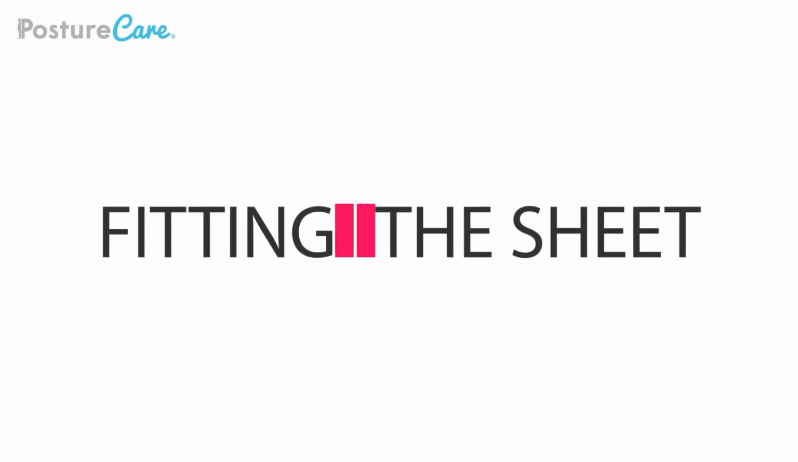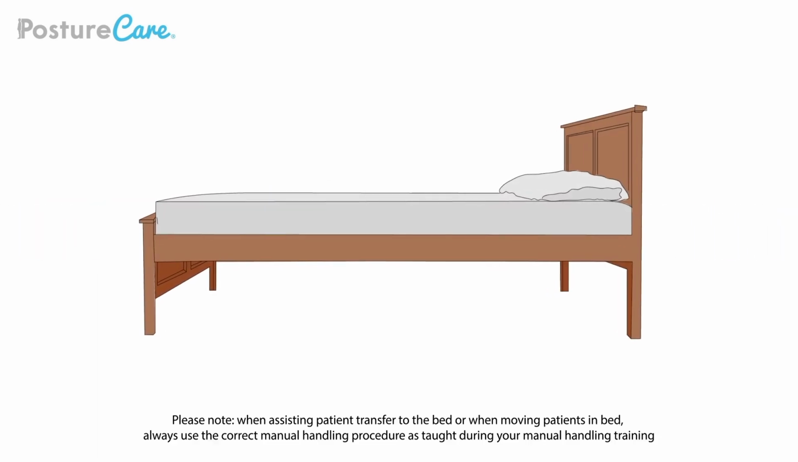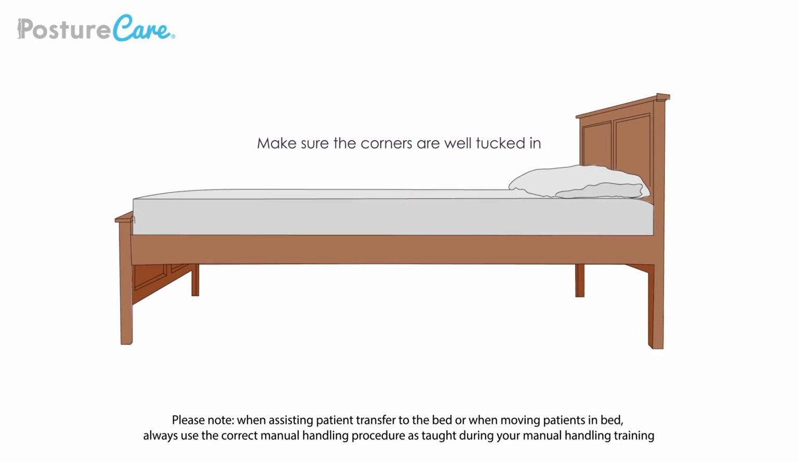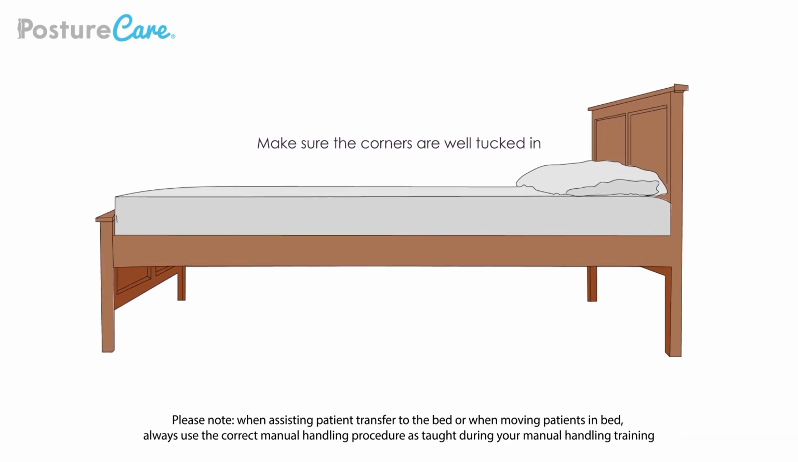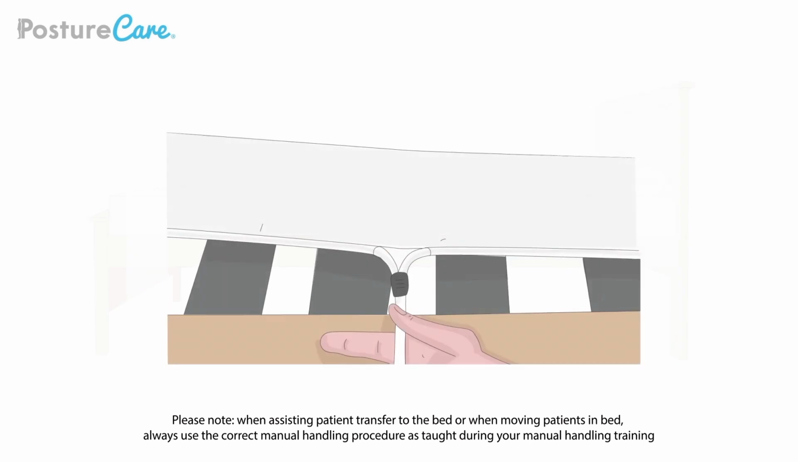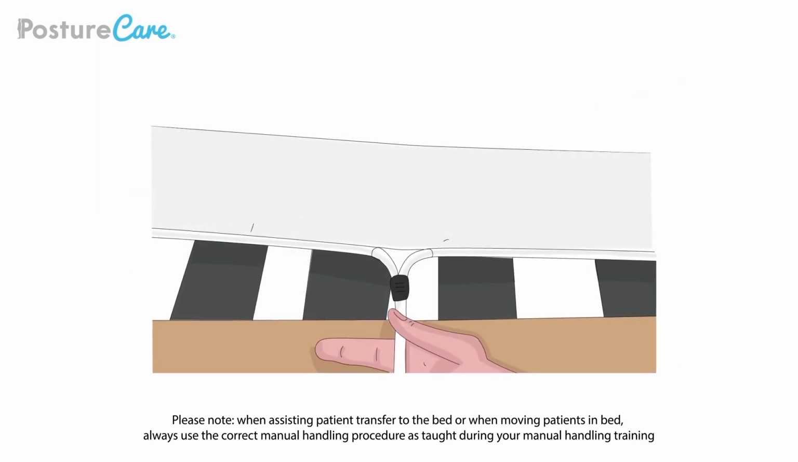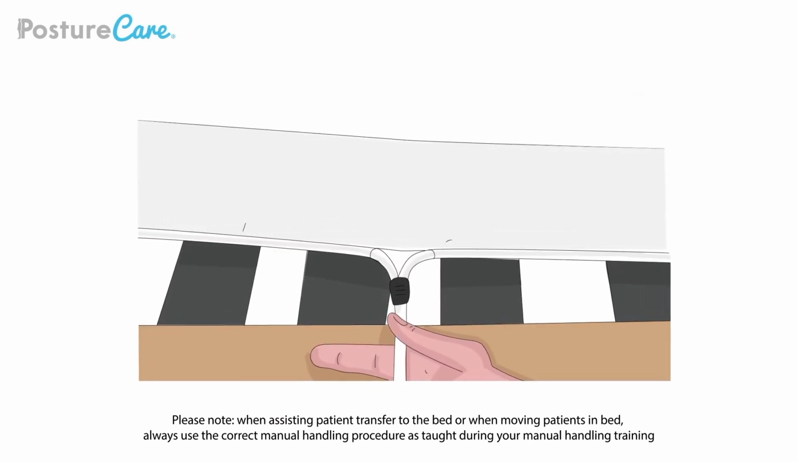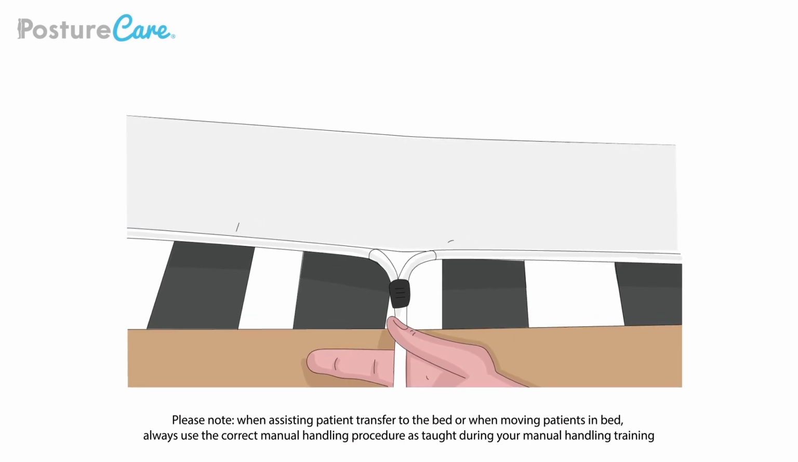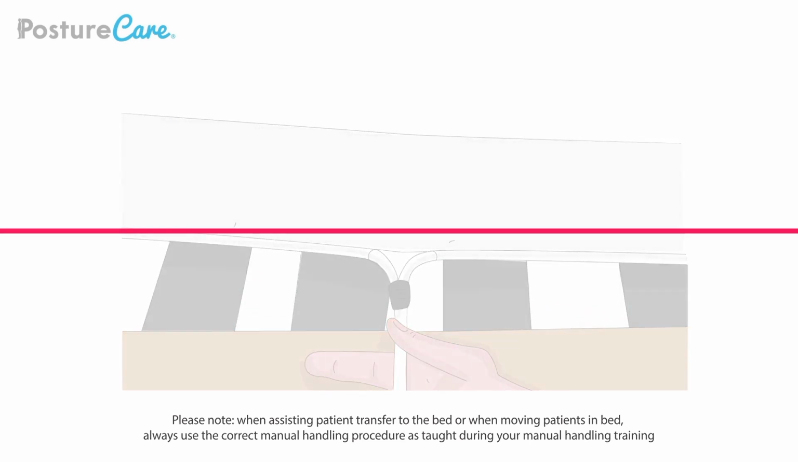Fitting the sheet. Place the sheet onto the mattress, making sure the corners are all well tucked in under the mattress. To accommodate all types of mattresses, including air alternating, we use a toggle and cord to tighten the sheet depending on the needs of the client. Use the toggles located on both sides of the bed.